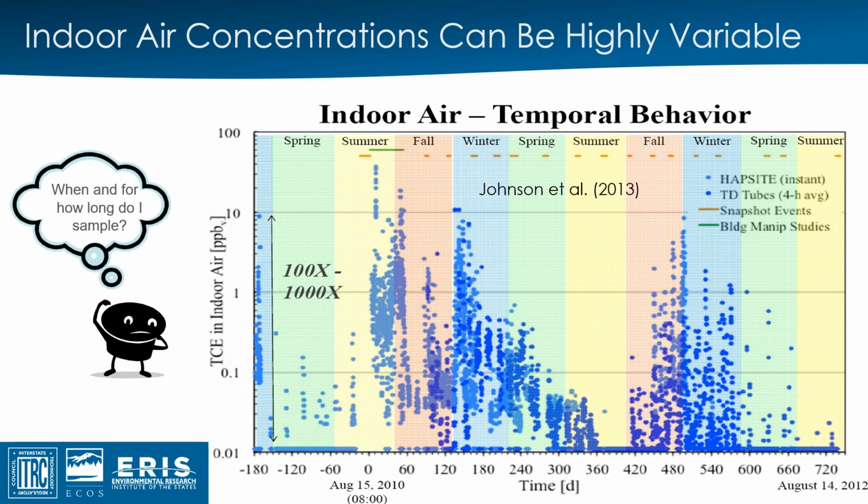The other issue we have with measuring chemical concentrations in indoor air is that they can be highly variable in response to air exchange between indoor and outdoor air. The temporal variability that one might encounter is shown here for trichloroethylene, or TCE, where indoor air concentrations varied by over 3 orders of magnitude over the course of a single season. This makes it difficult to know when to collect a representative vapor sample for risk assessment.